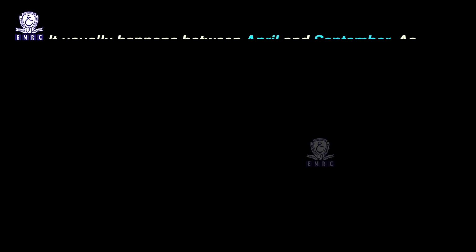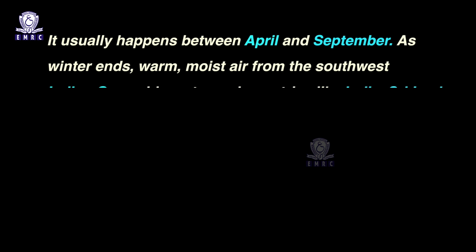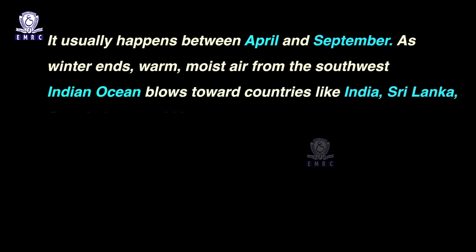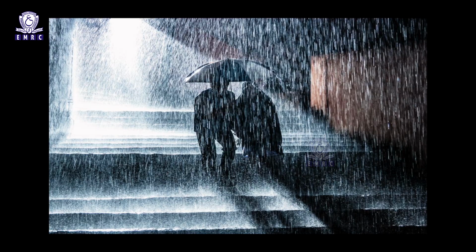Summer monsoon. The summer monsoon is associated with heavy rainfall. It usually happens between April and September. As winter ends, warm, moist air from the southwest Indian Ocean blows towards countries like India, Sri Lanka, Bangladesh, and Myanmar. The summer monsoon brings a humid climate and torrential rainfall to these areas.